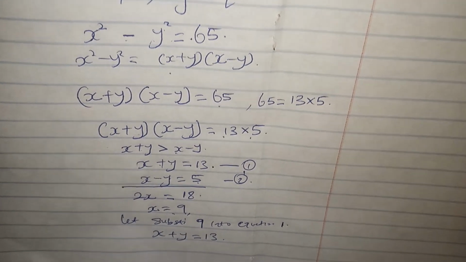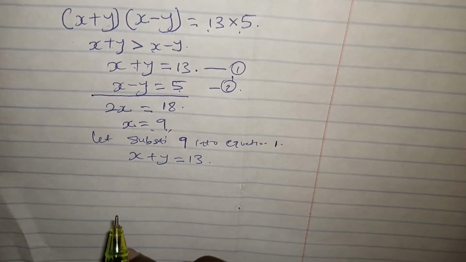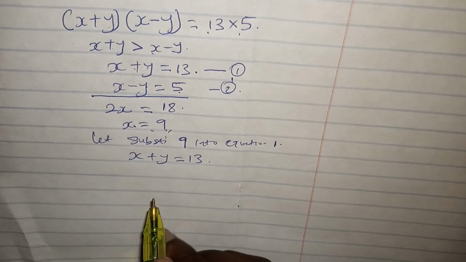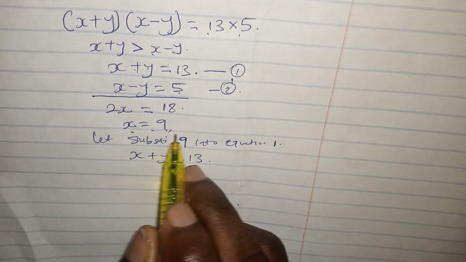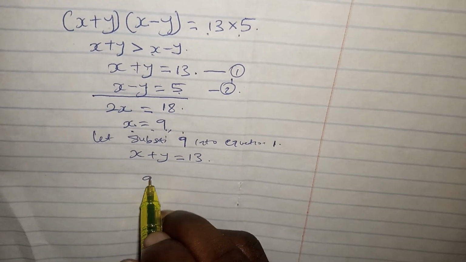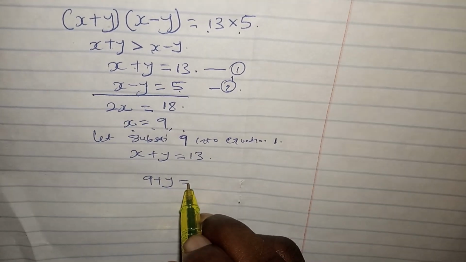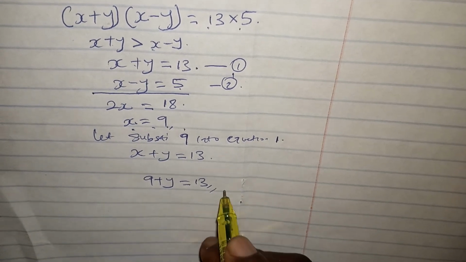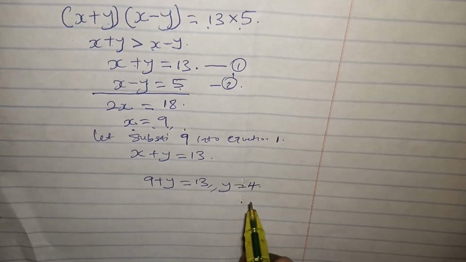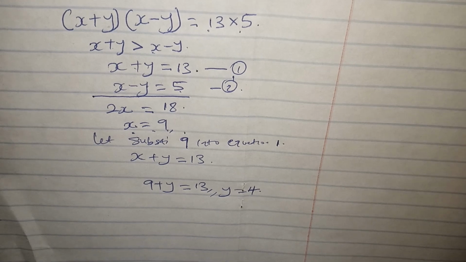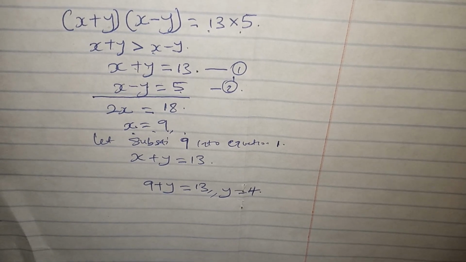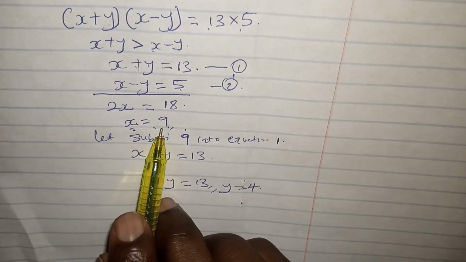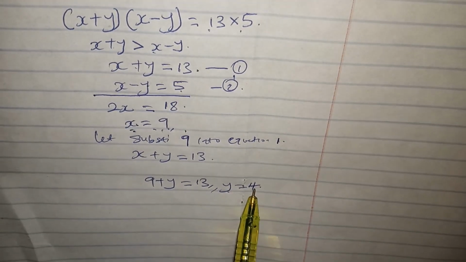Okay? So what are we simply going to do? Recall we said x is equal to 9, right? So we can say 9 plus y is equal to 13. Therefore, my y becomes equal to 4. Since we've gotten the value for x and for y, recall our x is equal to 9 and our y is equal to 4.